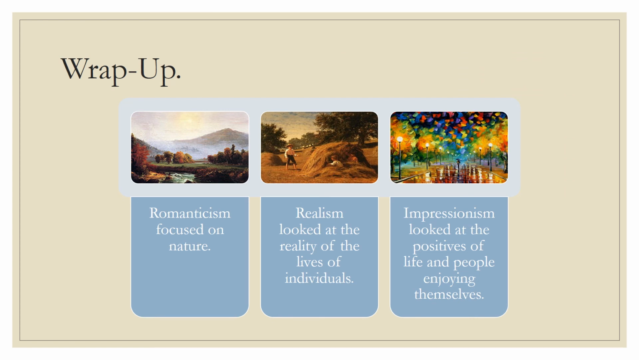All right, so we'll wrap up here. So remember that Romanticism is going to focus on nature, also the individual, but mostly on nature, like that painting there. Realism is going to look at the reality of the lives of individuals. Again, people living in crowded cities or difficult situations, people working hard, maybe working in difficult situations. And then we're going to have Impressionism, which will look at the positives of life. We see a lot of bright colors here, a lot of fun colors, a lot of excitement. So it looks at the positives of life and people enjoying themselves.